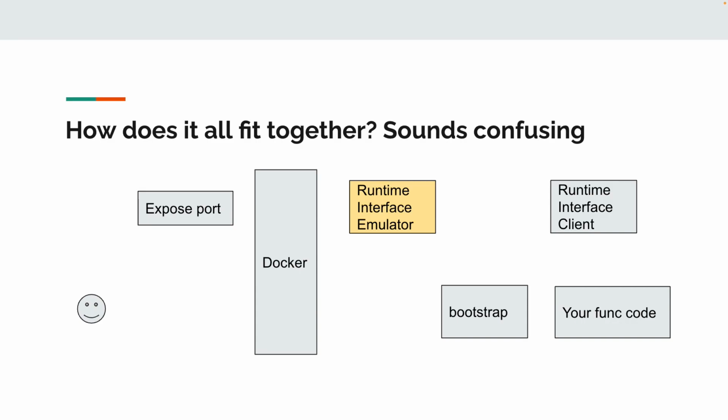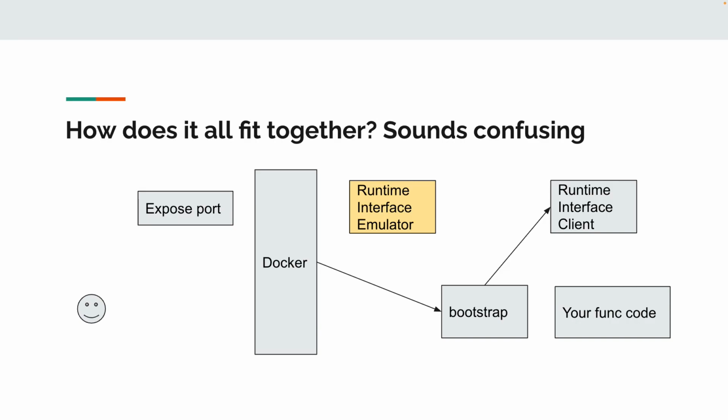So imagine that you are running a Lambda function locally, okay? You as a user say, hey Docker, I need to run my container. Your container will trigger the bootstrap file, and this bootstrap file has to do a lot of things. The first thing it needs to do is to initiate the runtime interface client, which is the one that interacts with the runtime API.